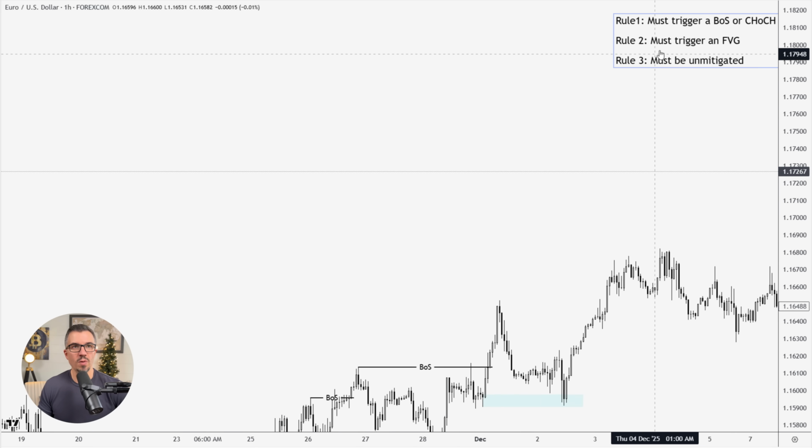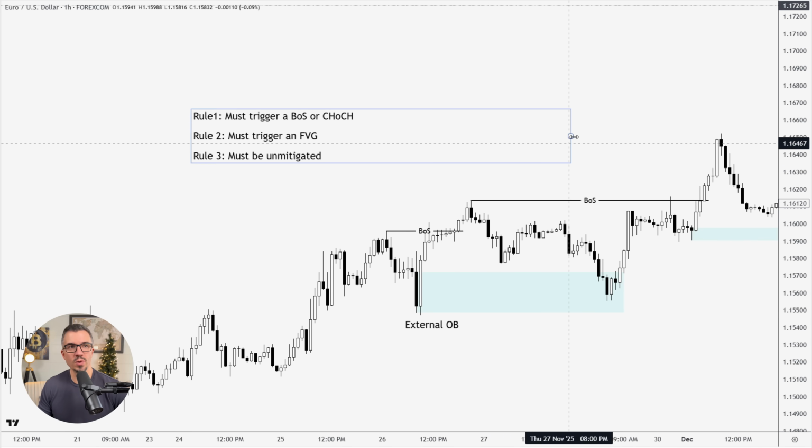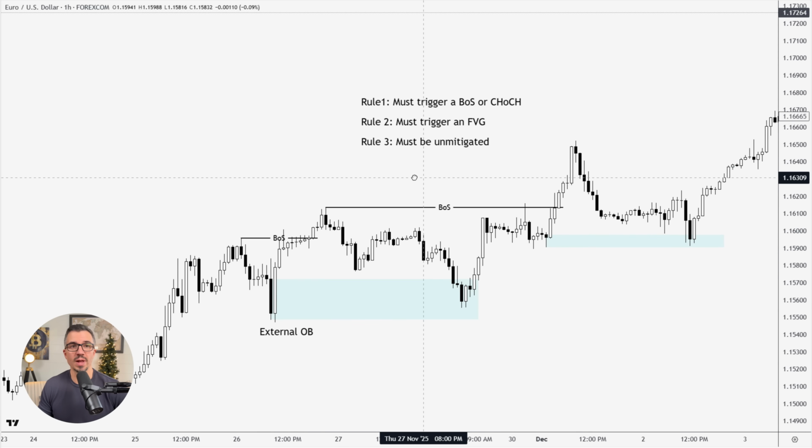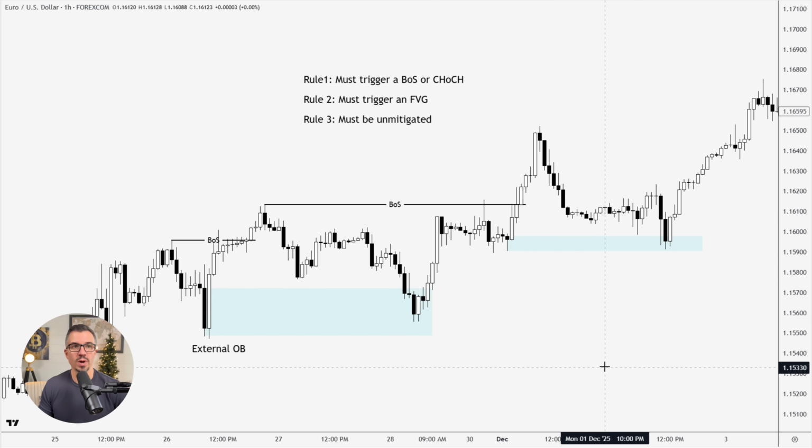So I wanted to show you that, but hopefully, guys, these 3 rules are going to help you weed out probably about 95% of order blocks out there and only trade the best ones. Again, it's going to vary from trader to trader, but for me, I found a lot of success with those internal order blocks, especially when they line up with that OTE.